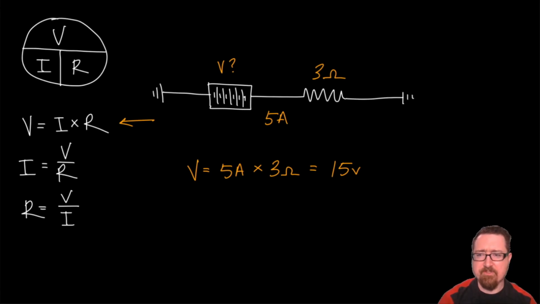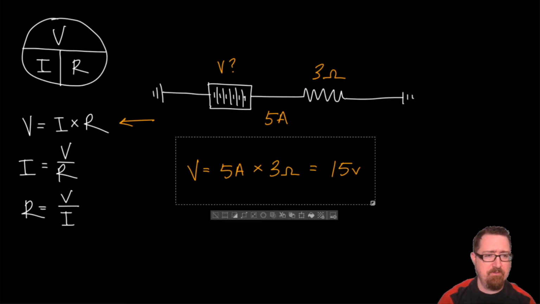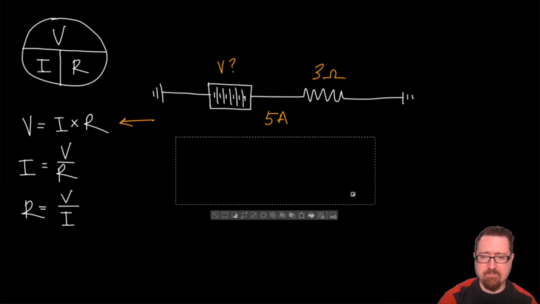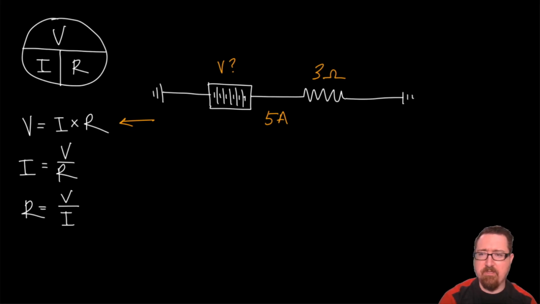Alright, so that's how you would use those three formulas to figure out, based off of 2 out of the 3 pieces in a circuit. Alright, so let's get a little bit more complicated here.